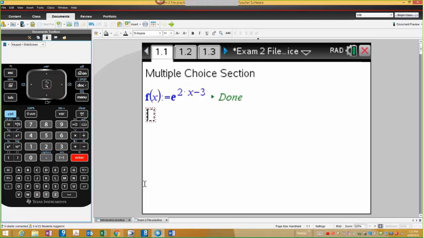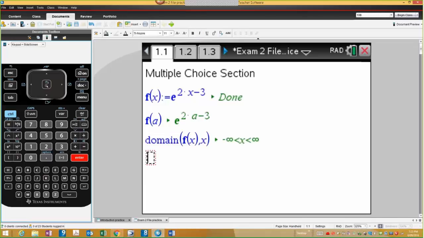I've defined a function, and so I may wish to evaluate it, f of a or something. That's okay. I may wish to in fact find the domain for a multiple choice question, so f of x comma x.